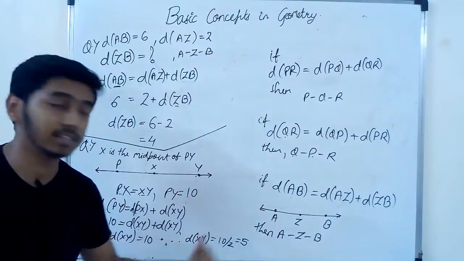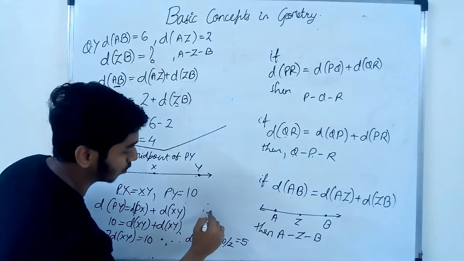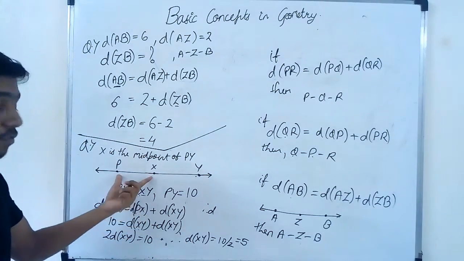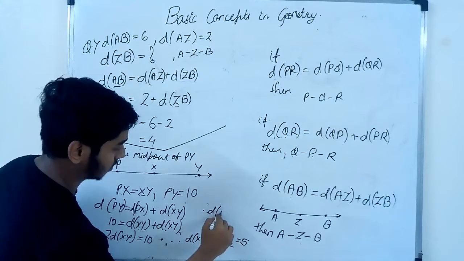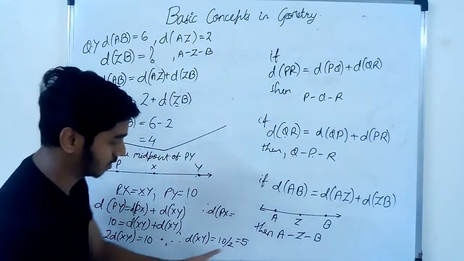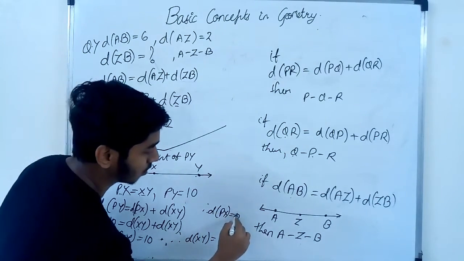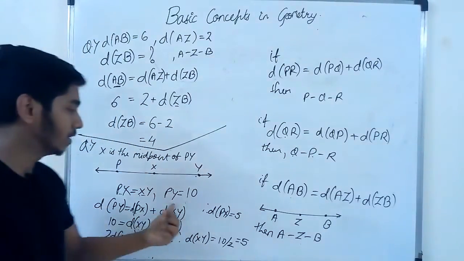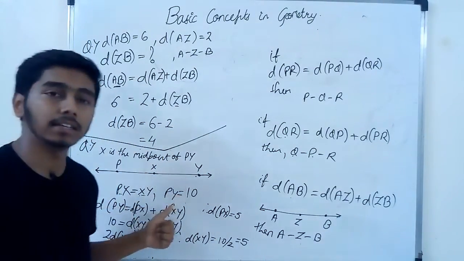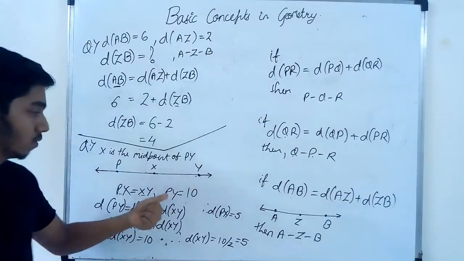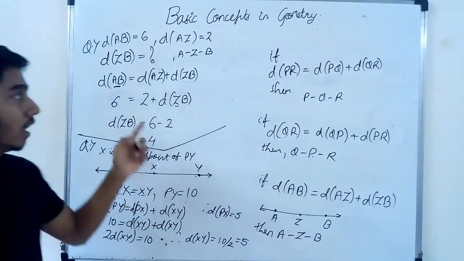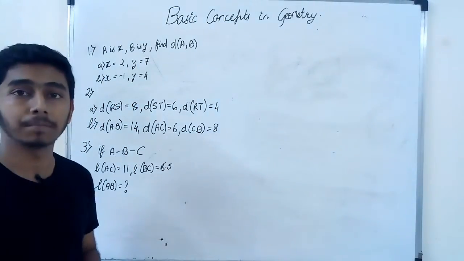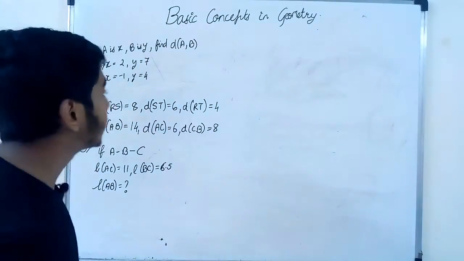So distance xy is 5, and also therefore, we have to find px, so distance px is also 5. Okay, so that was some variety in betweenness itself, question based on that. Okay, now we'll see some more examples. So let's solve some more examples based on the topics which we did.